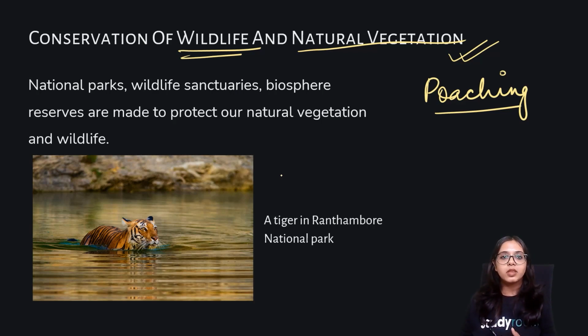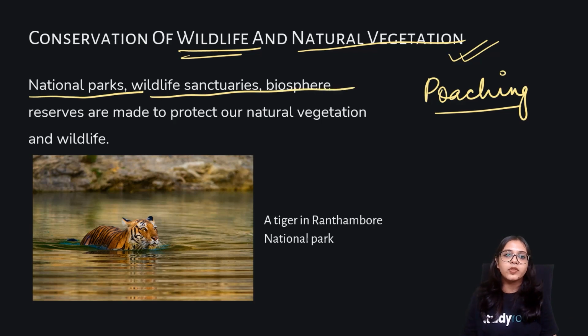So because of these activities, there is an urgent need to conserve wildlife, to conserve natural vegetation, and there are methods that the government has adopted in order to do so. There are national parks, wildlife sanctuaries, and biosphere reserves. So all of these areas are instituted or rather built by the government, and they ensure that within the boundaries of these sanctuaries or reserves or parks, whatever wildlife is there will exist and live as if in their natural region.